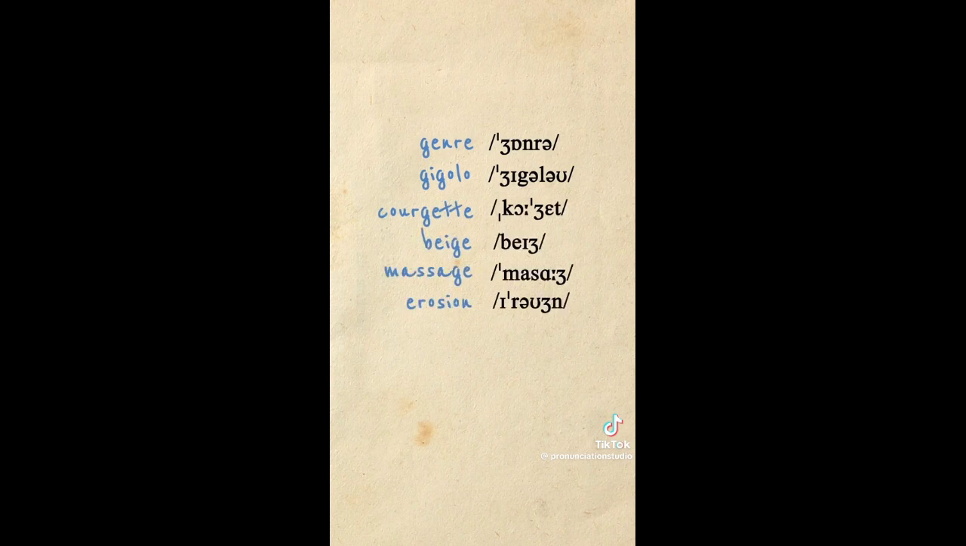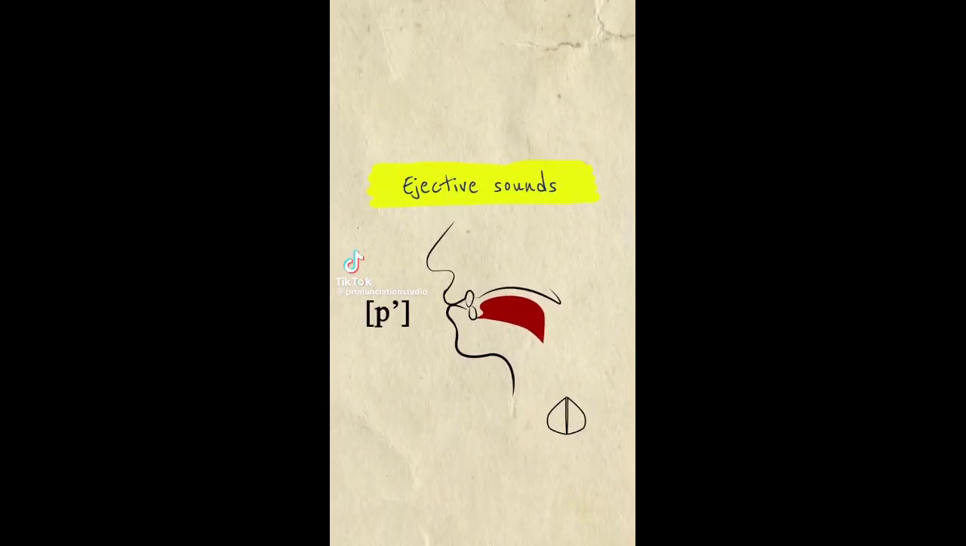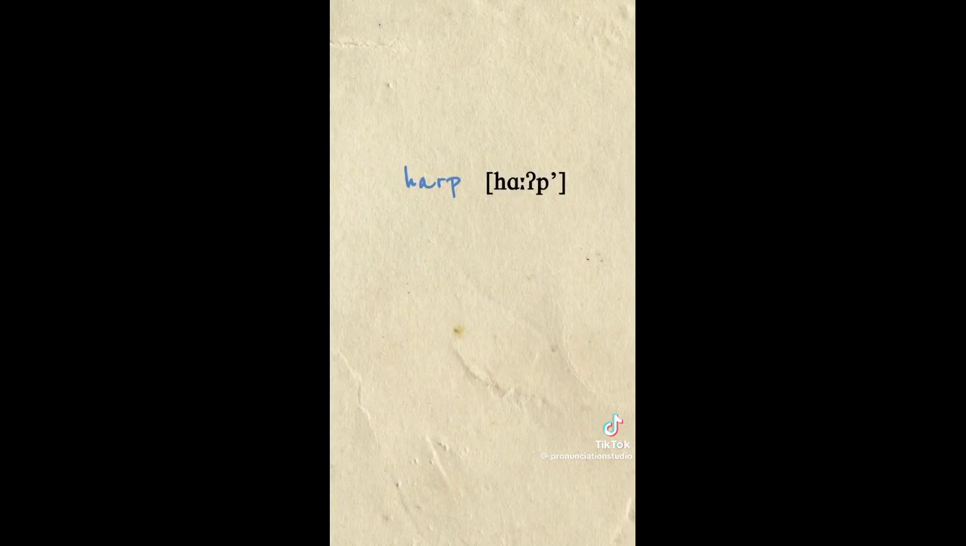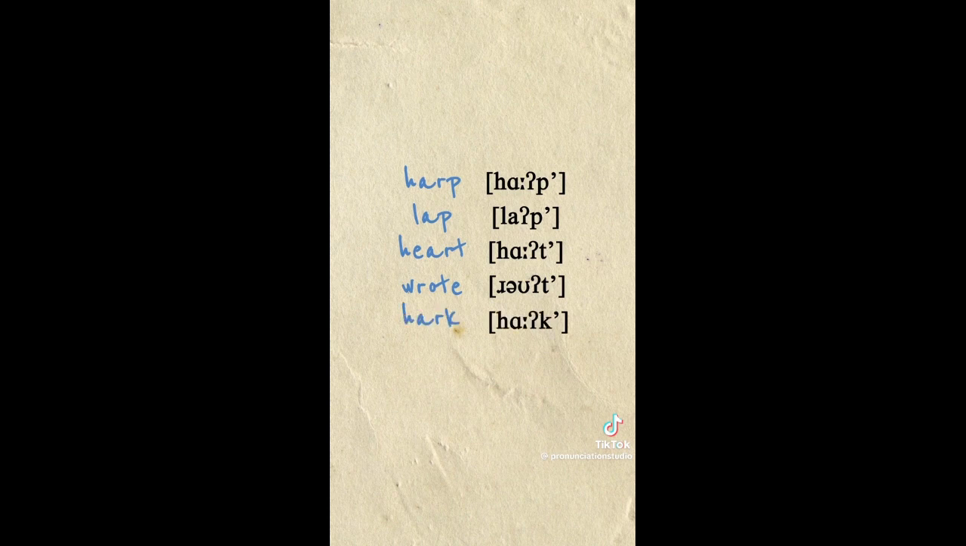Massage. Erosion. Closure. Seizure. Ejective. And here are example sounds of the voiceless sounds, made by trapping air above the glottis and pushing it out. Harp. Lap. Heart. Wrote. Hark. Fake.